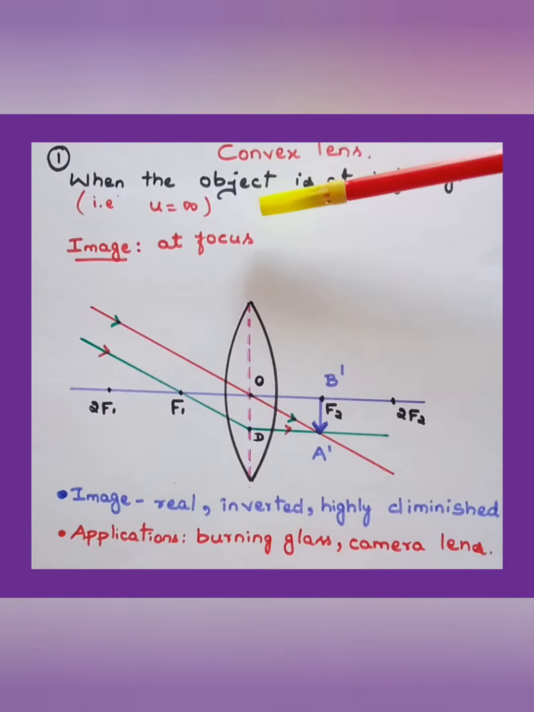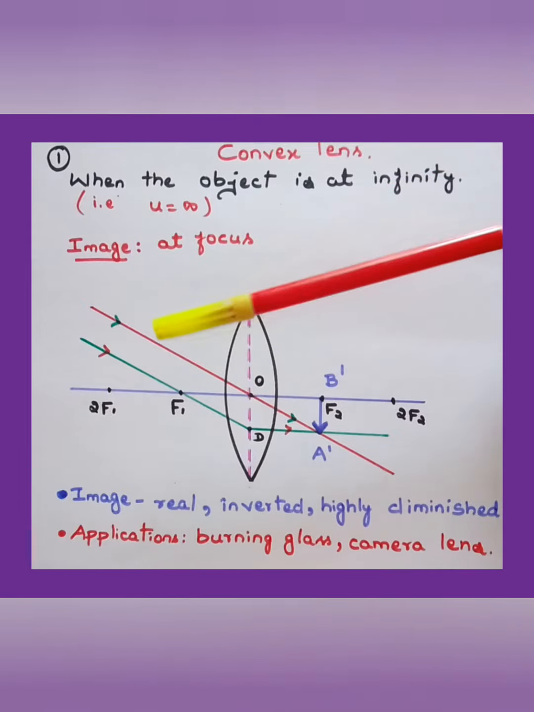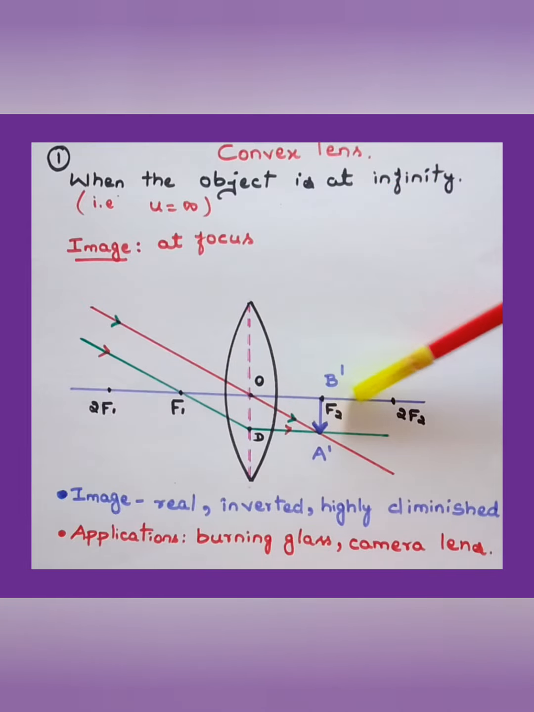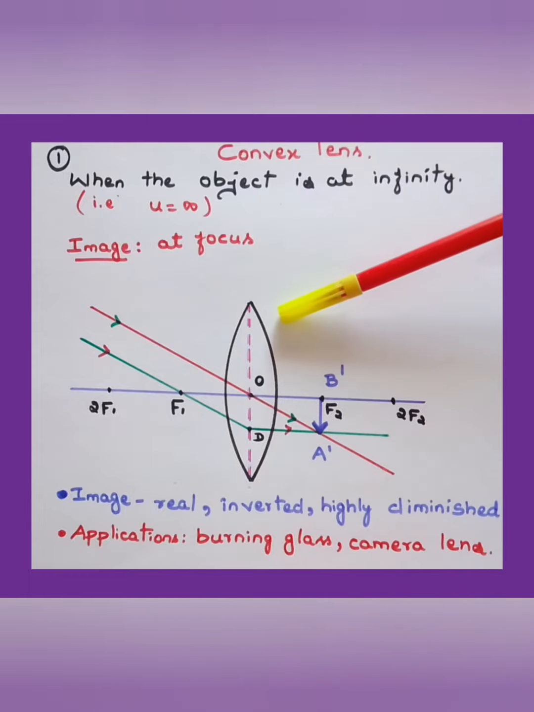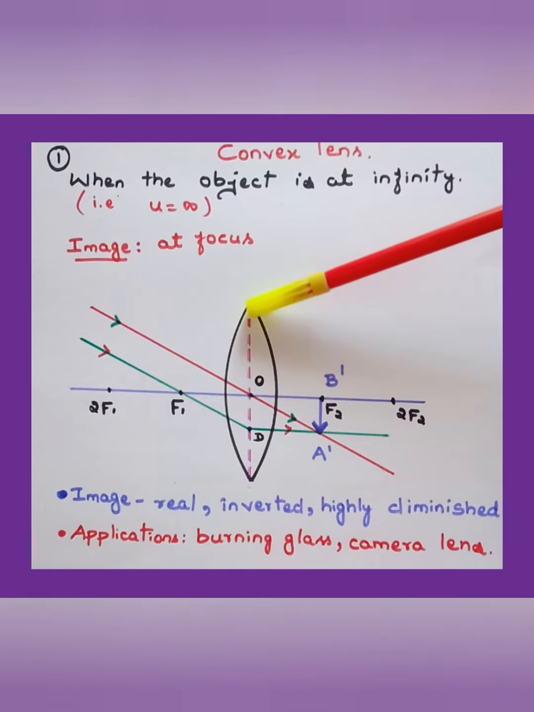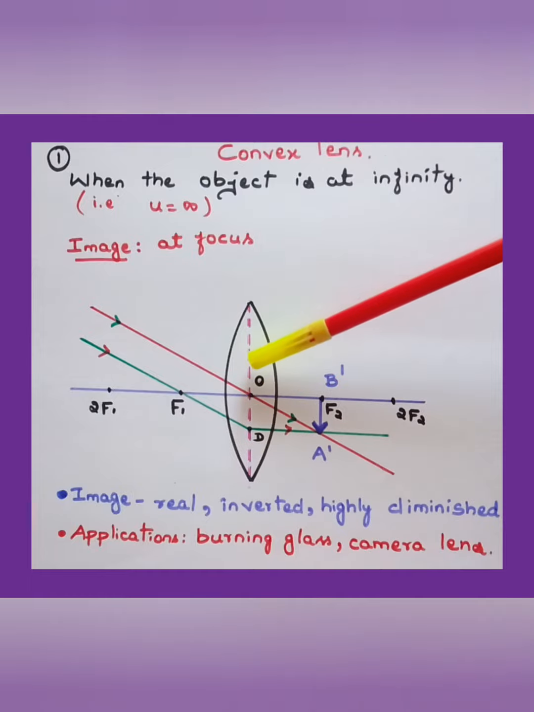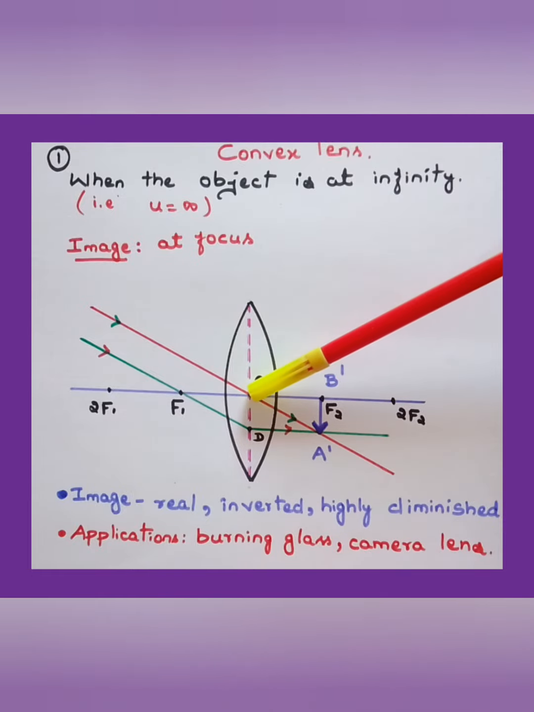So here, when the object is at infinity, that means the distance of the object, u, is infinite. Infinity you have drawn, and this image formation we'll see later. First, how do we draw this ray diagram? You will draw the basic principal axis, then the convex lens, and then draw this bisector line with a dotted line and then mark the optical center.